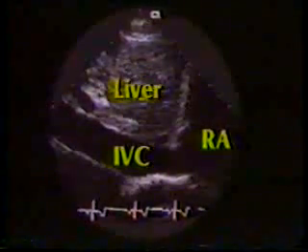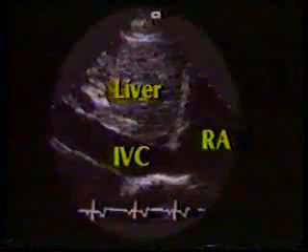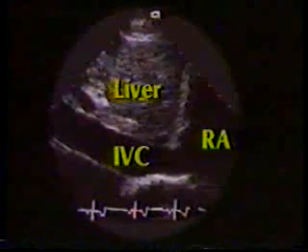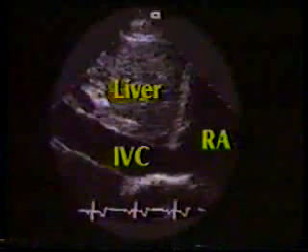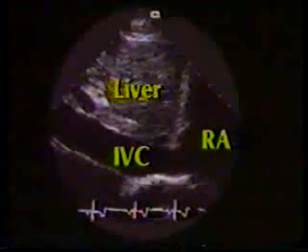This is the long axis view of the inferior vena cava. The inferior vena cava connection to the atrium can be readily identified, and usually, but not invariably, this identifies the atrium as the right atrium. In similar manner, the pulmonary venous connection to the atrium usually will identify it as the left atrium.